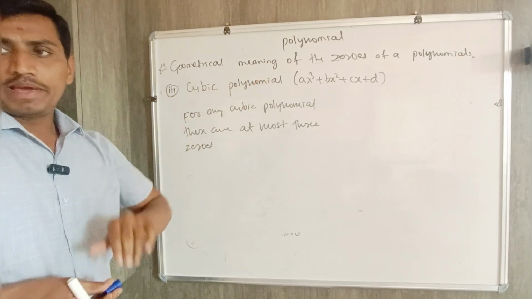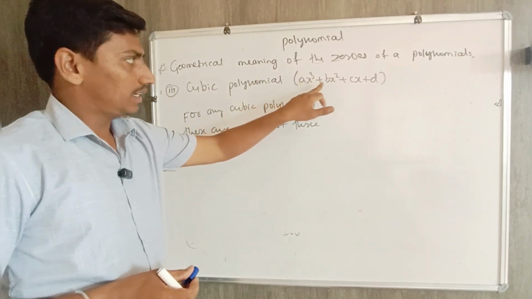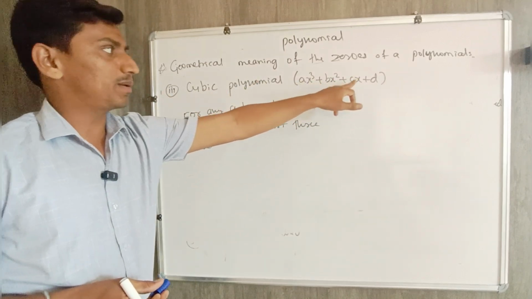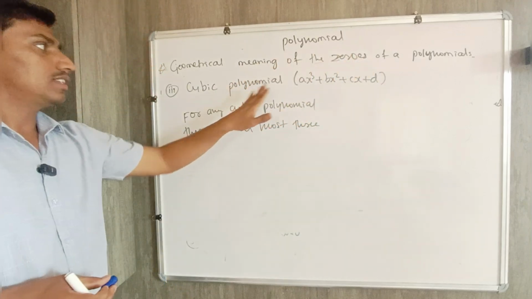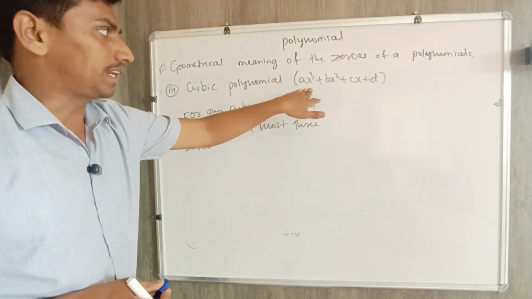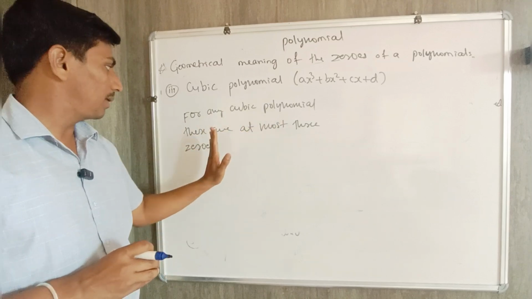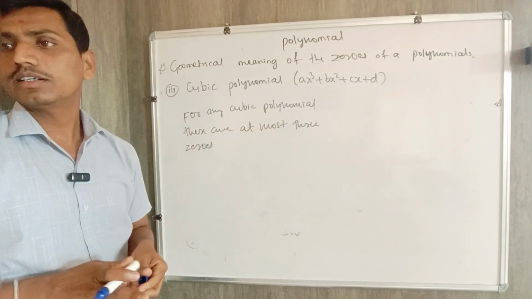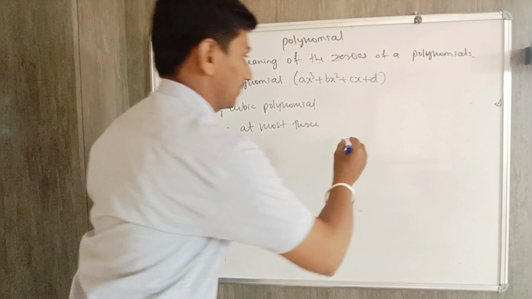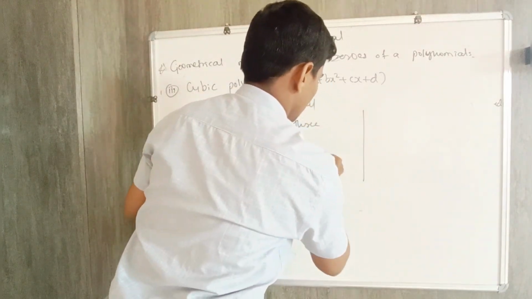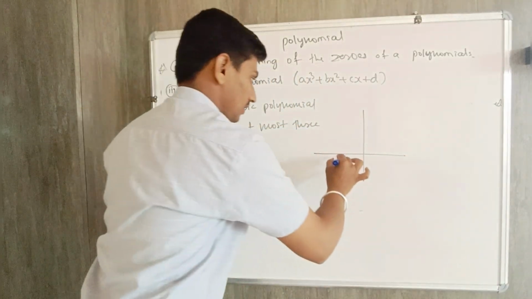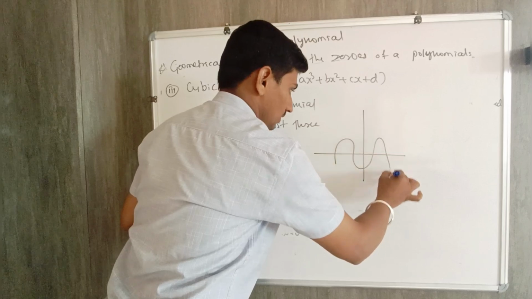This is a cubic polynomial. The general form is ax cube plus bx square plus cx plus d. The highest degree here is 3. So how many zeros? 3 zeros. For any cubic polynomial, there are at most 3 zeros. For example, this is the graph: 1, 2, 3. How many zeros?